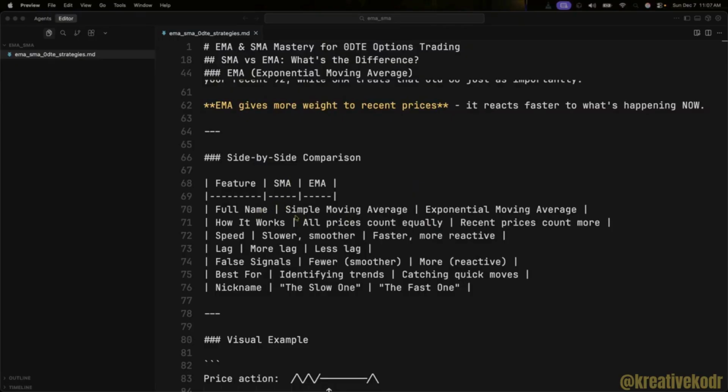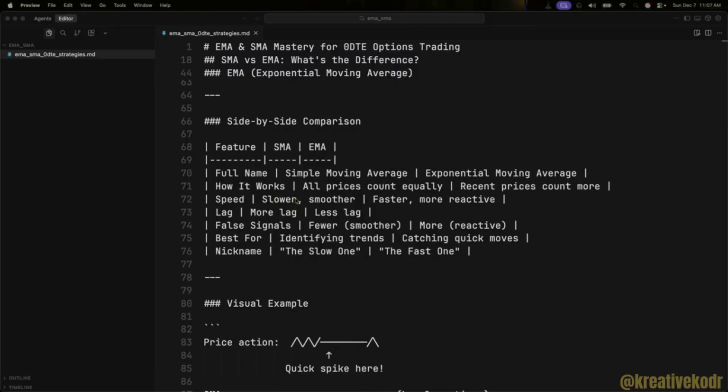So the full names: we have SMA, which is the simple moving average, or you can also say smooth moving average, right? I've seen schools of thought on whether it's simple or smooth, but same thing, tomato, tomato. And then we have the EMA, the exponential moving average. With the SMA, all prices are counted equally. With the EMA, recent prices count more. The speed: the SMA is slower and smoother, and the EMA is faster and more reactive.